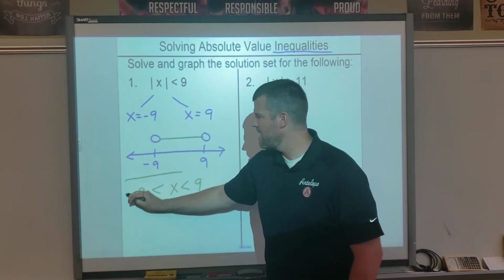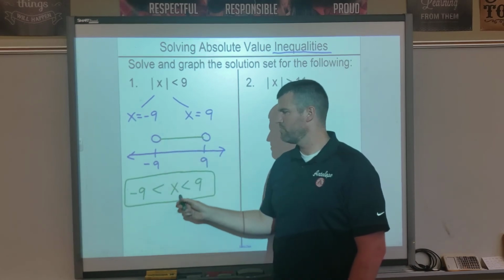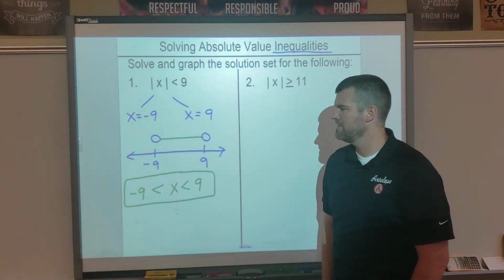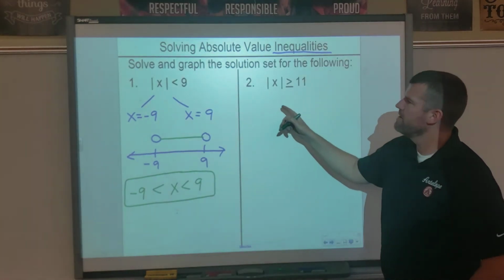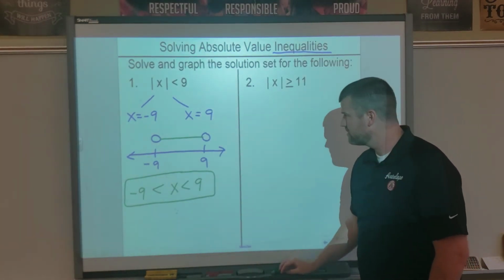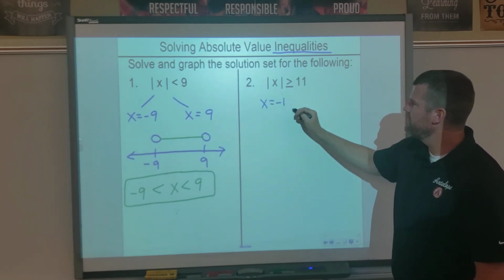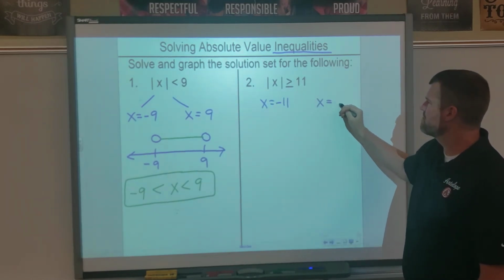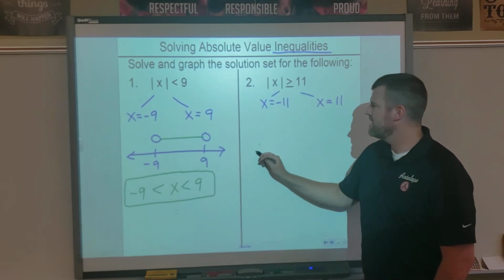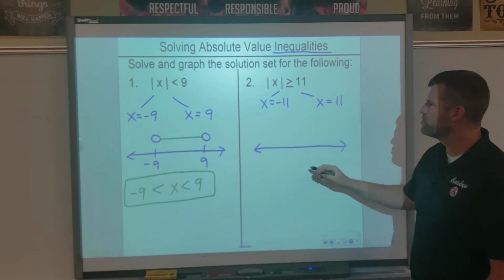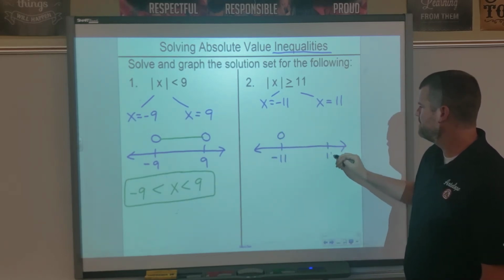So anytime you have a problem where it's connected in the middle like this, we can write it as one compound inequality. The second example, if I set them equal to each other, kind of like we did on number 1, I can do x equals -11, x equals +11, right? My two separate equations, which tells me that my two boundary points will be at -11 and +11.